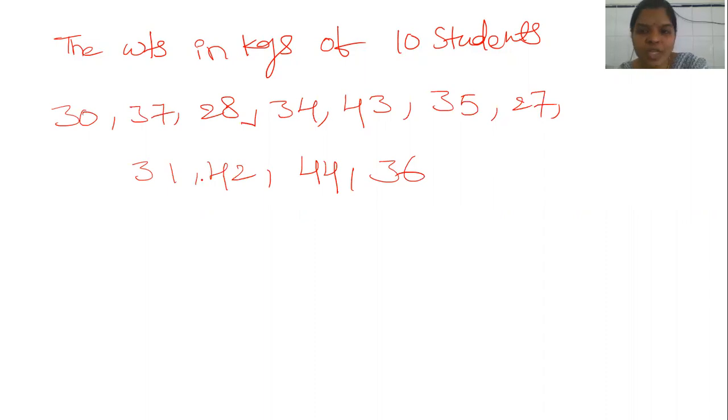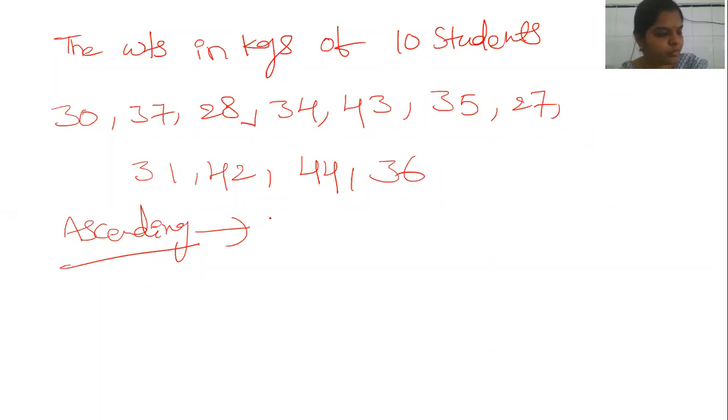So first you just do one thing. After taking out this data, you arrange the numbers in ascending order. What do you mean by ascending order? Arrange the numbers from the smallest number to the biggest number. First, you all should arrange the data in ascending order. Just arrange it, then you find out the median directly.